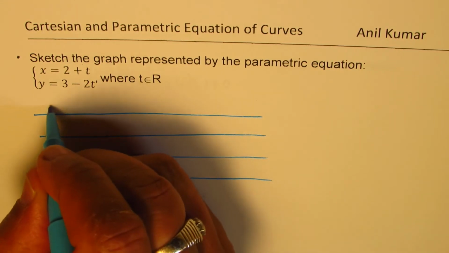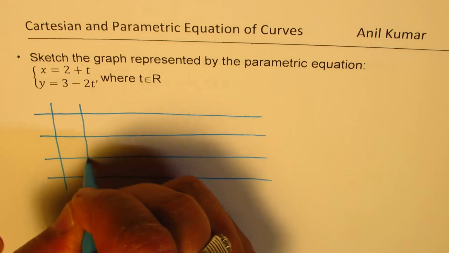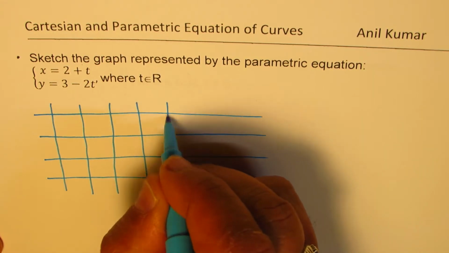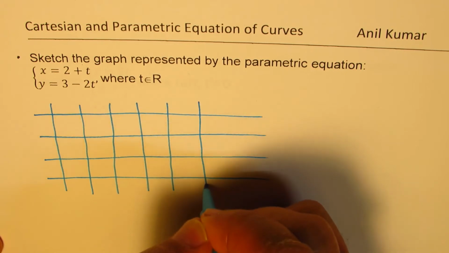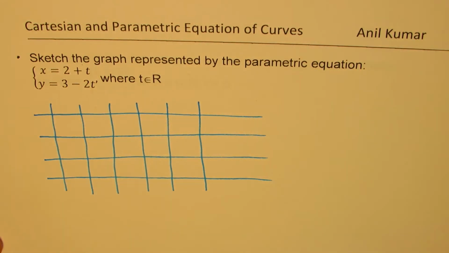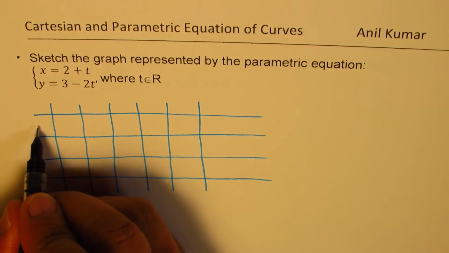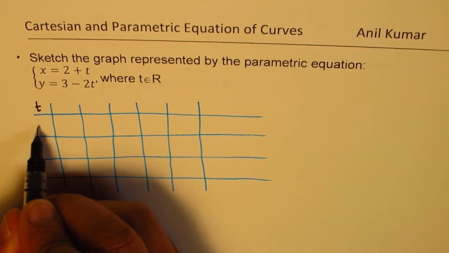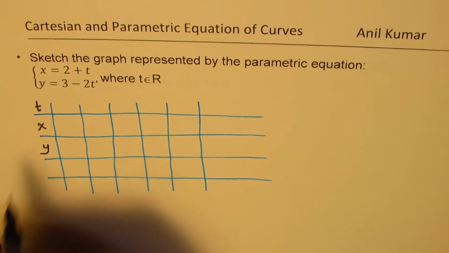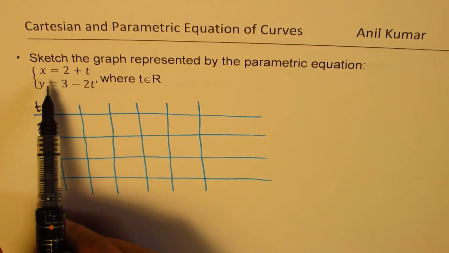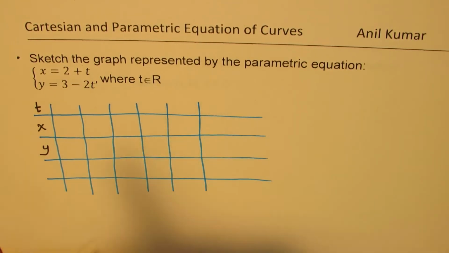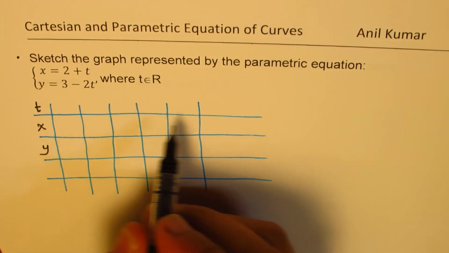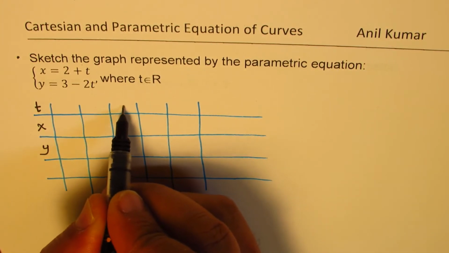And what we'll do here is place some values for t and find the x and y coordinates. Okay, so let's give some values of t. Let me write here itself, and then we'll calculate what x and y are. You could begin with any value you want. Let's begin with 0.